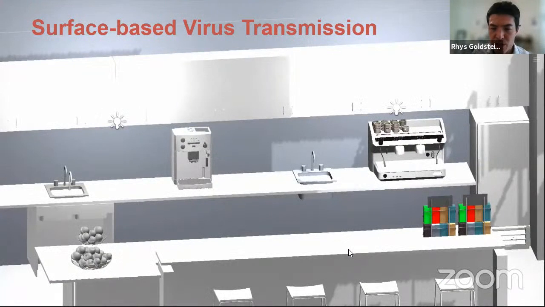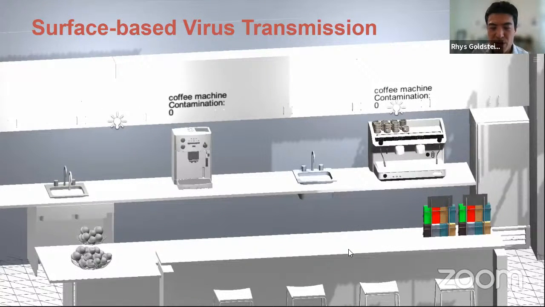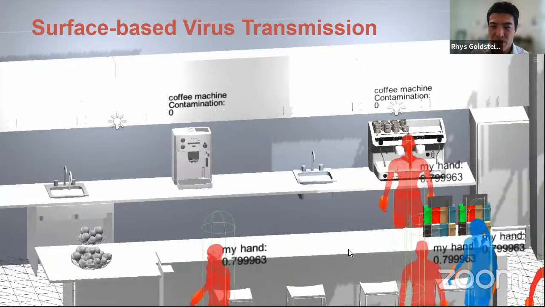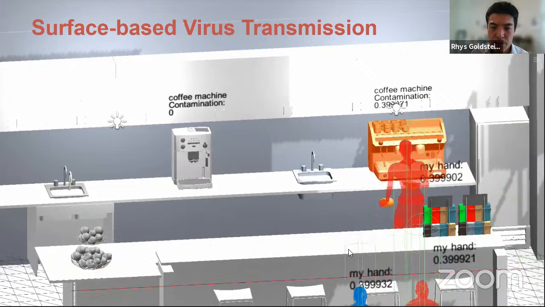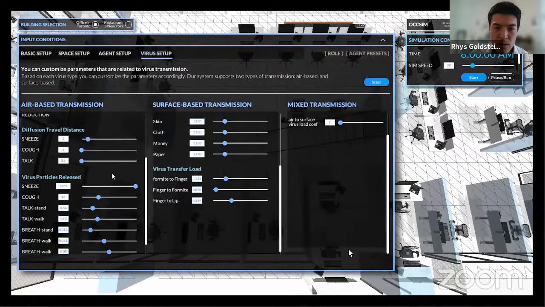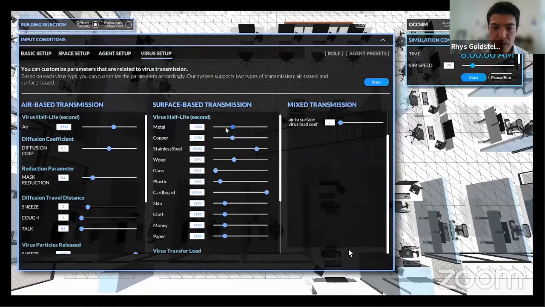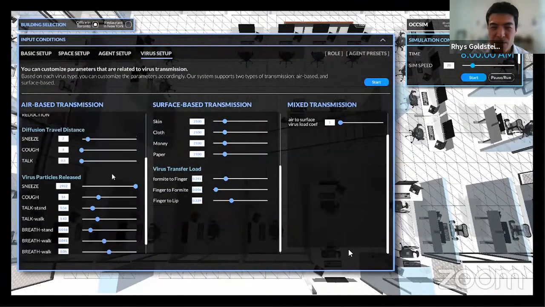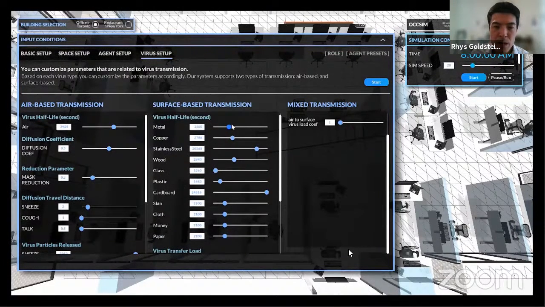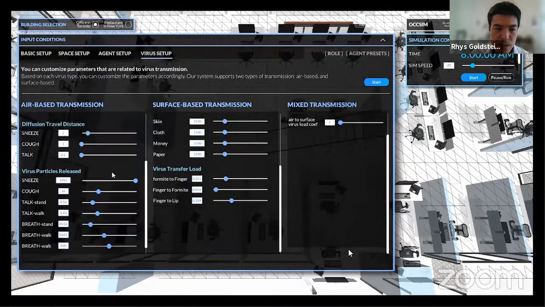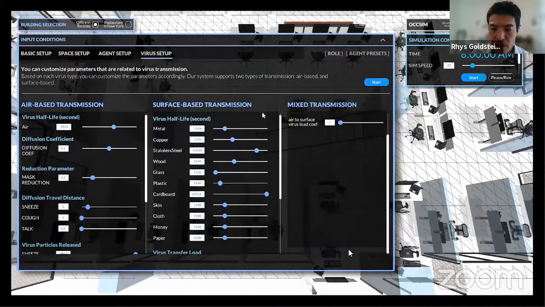As well as that, we also looked at surface-based transmission, and of course we learned later that that wasn't the biggest concern for COVID-19, but it could be a concern for other viruses. So there's still a use case here for simulation. When occupants touch things, and an infected occupant touches the coffee machine, for example, they'll leave some virus on the machine that can get picked up by other occupants. Again, all these parameters are controllable by the user. We did our best to select default values from the literature, but that's a work in progress, because there's a lot of parameters that could affect the virus transmission.